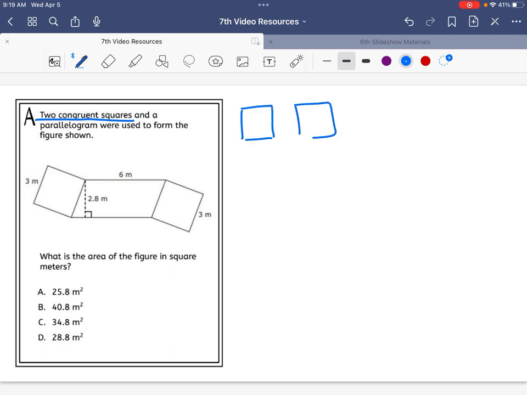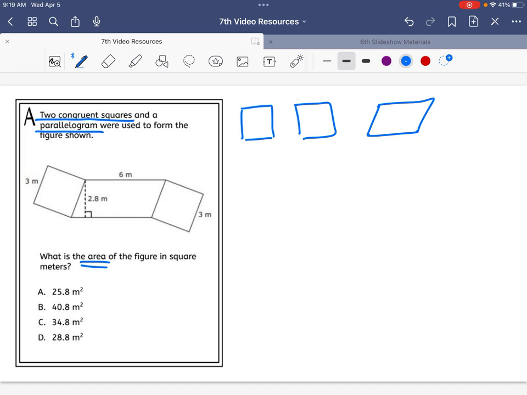They are congruent. And a parallelogram. So we have a square, and a parallelogram. And they were used to form the figure shown below. And we want to know the area of the figure in square meters.